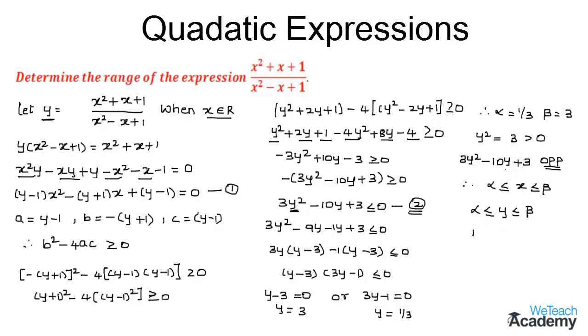So we have the value of alpha as 1 by 3 less than or equal to y less than or equal to beta, which is nothing but 3. So therefore we can say that y belongs to [1 by 3, 3], which is nothing but the range of the expression, which is given by y would be 1 by 3 and 3. So this is how we solve an example under quadratic expressions.